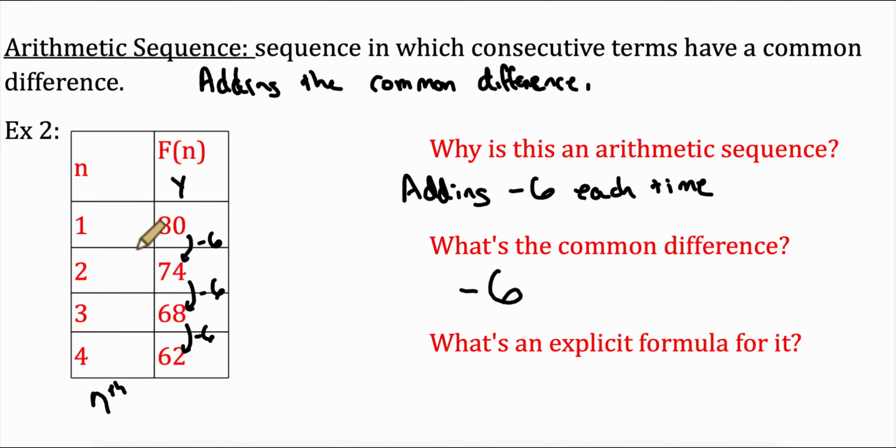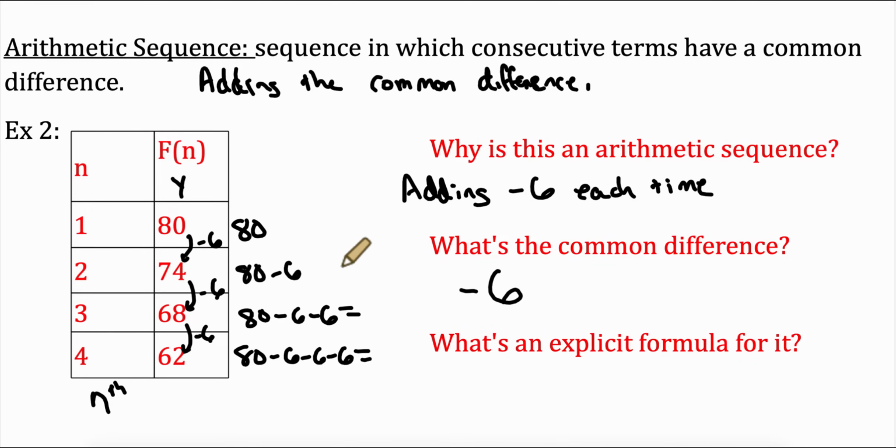All right, let's take a look here. How can I get this one? I started with 80, that's good. To get to this one, I did 80 minus 6. To get to the next one, I did 80 minus 6 minus 6, right? Down here, 80 minus 6 minus 6 minus 6. So let's take another look here.